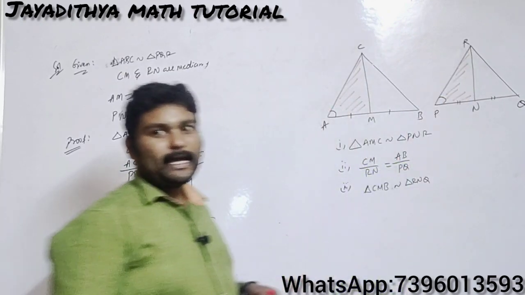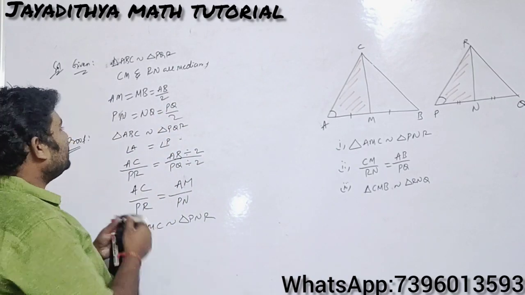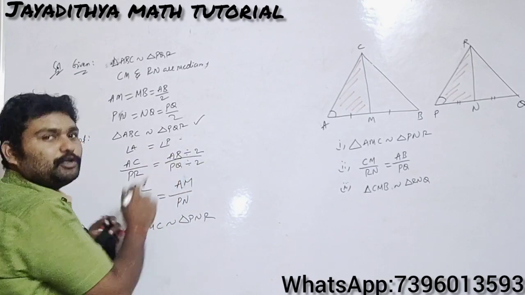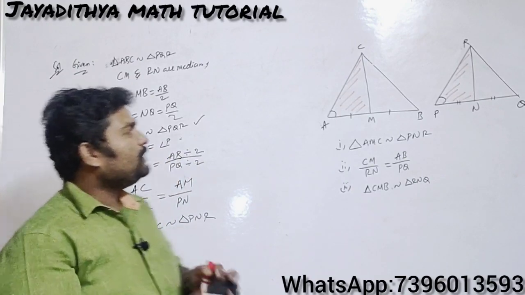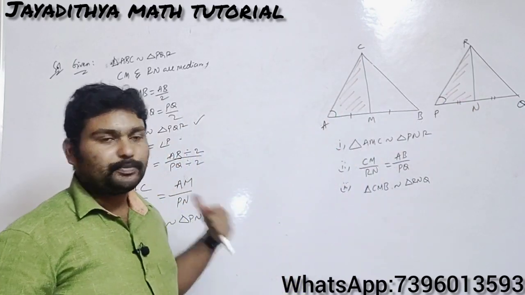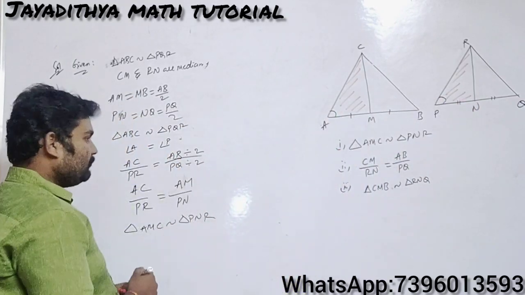So understand what we are doing here. First we have taken the general statement that he has given. From that you have taken two angles equal and two sides' corresponding ratio. We don't require BC here. That's why I have not taken BC and RQ for the first proof. Okay, let us go for the second one. What is the second one?